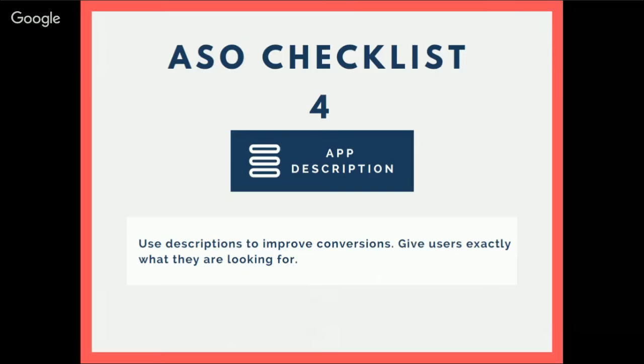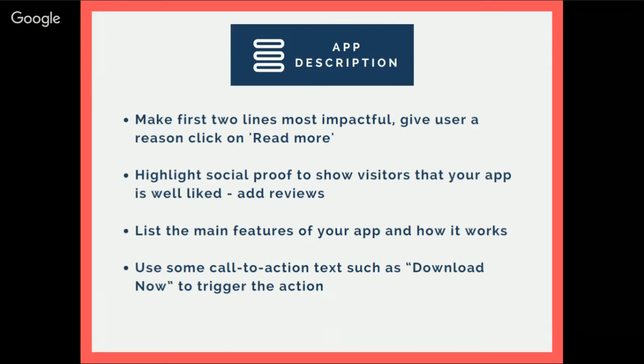Checklist number 4 would be your app description. Now, this is where the magic happens. Use descriptions to improve your conversions. Give users exactly what they are looking for. Whenever a user comes across your application, he reads the first two lines about your application, and that's where he decides whether he wants to click further on it or not. So those first two lines of your application are going to be very, very important.